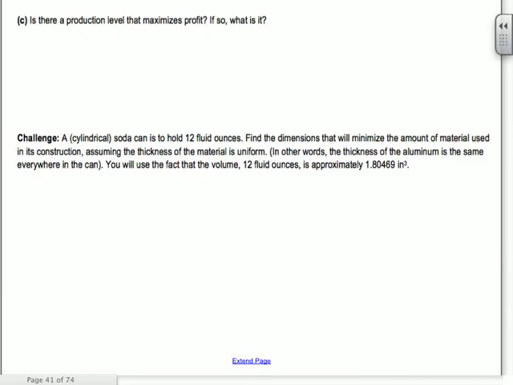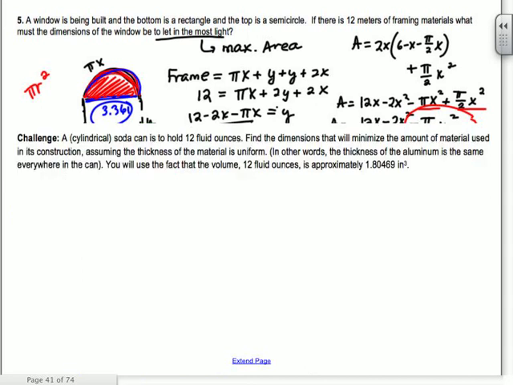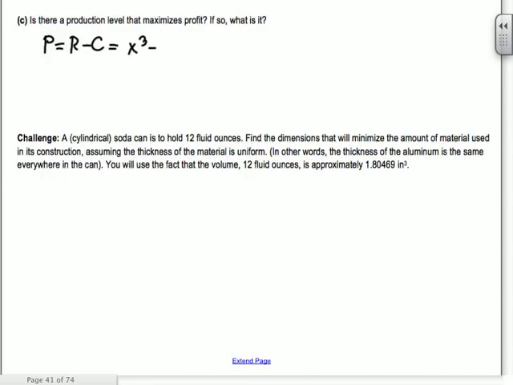All right, so is there a production level that maximizes the profit? If so, what is it? Okay, so profit is the revenue minus the cost. We've talked about the lemonade stand. Revenue is the total amount of money you have in your cup at the end of the day, subtracting out how much you spent on the lemonade. So that's your profit. In our case, our revenue was 9x and our cost was x cubed minus 6x squared plus 15x.